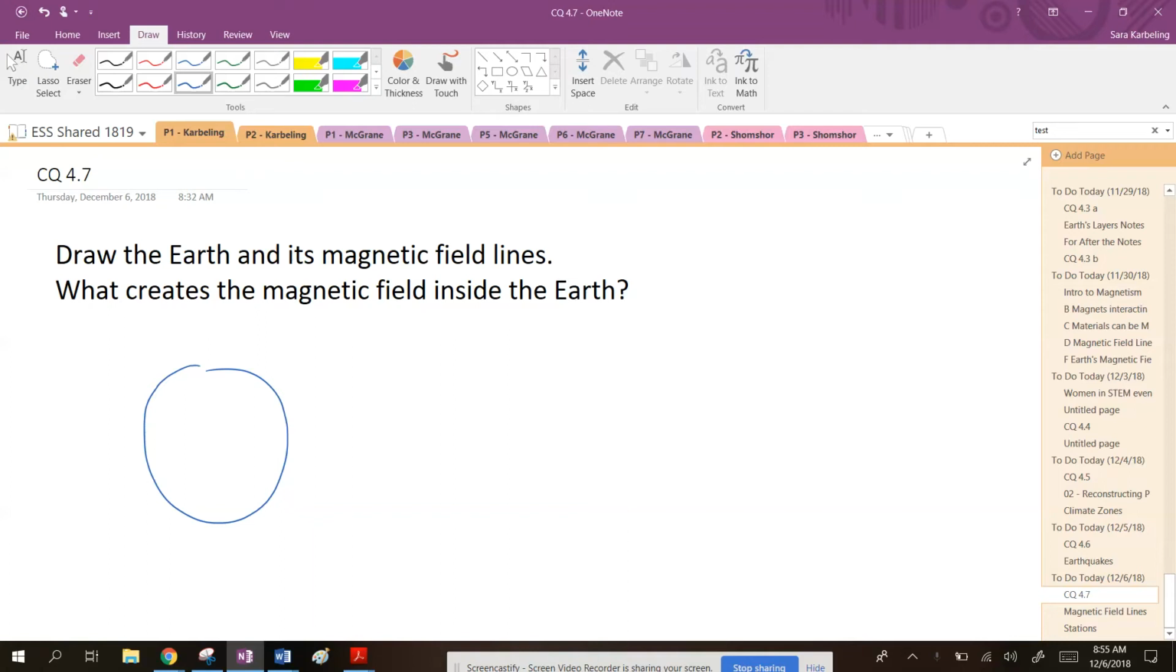Really bad one, but we'll call it okay. No judgment. It's a scientific representation right here. All right, somebody, can you tell me, please, what do the magnetic field lines of the Earth look like?